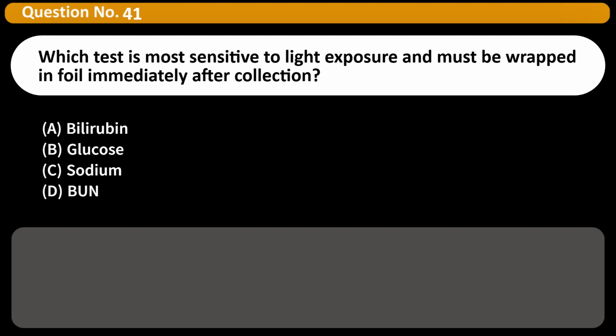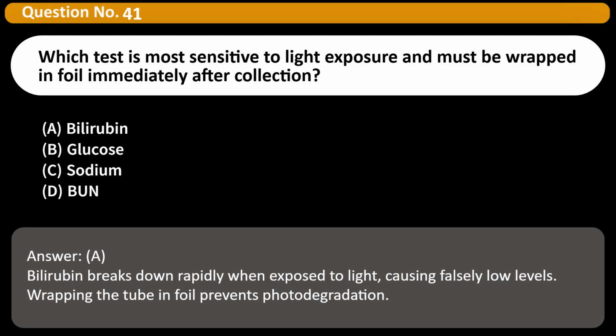collection? A. Bilirubin. B. Glucose. C. Sodium. D. BUN. Answer A. Bilirubin breaks down rapidly when exposed to light, causing falsely low levels. Wrapping the tube in foil prevents photodegradation.